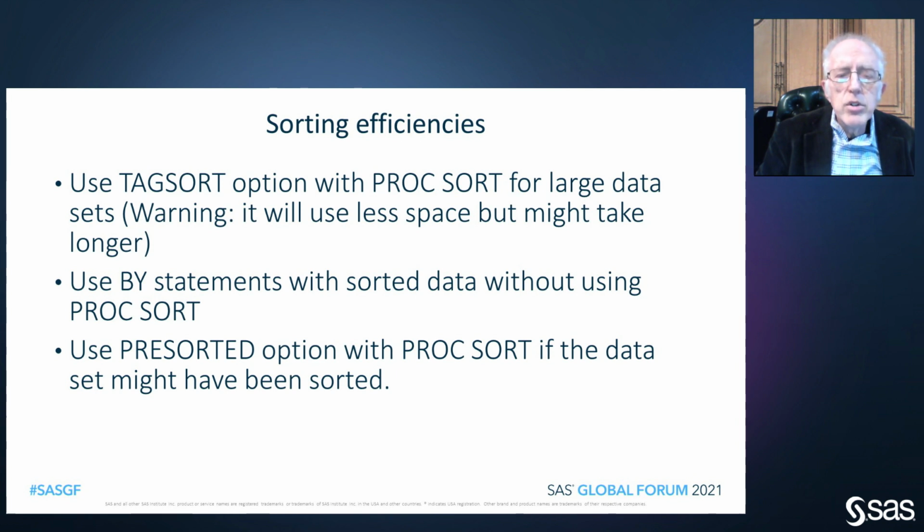Now, it definitely uses less space. It might take longer because you're making two passes at the data, one to bring the by variables in, and one to bring the rest of the variables in. However, since it's running the sort a lot more efficiently, it might even take less time.